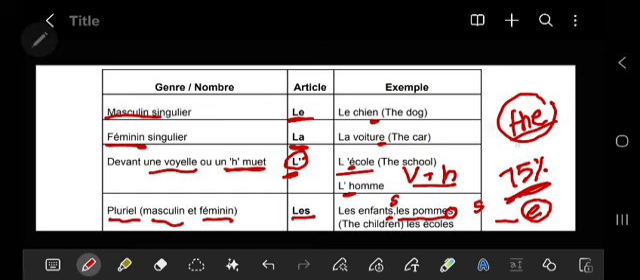In English, usually the meaning of all these words is "the." So in the next video I'm going to talk about indefinite articles.